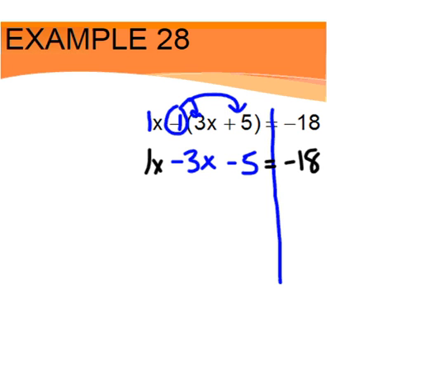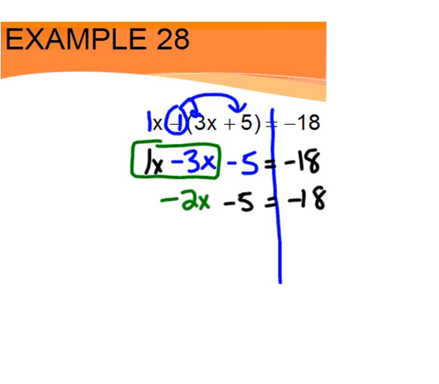After that, we want to go ahead and combine like terms. So the like terms that I have here are the 1x and the -3x. That will make -2x, and then we can bring down the -5 and the equals -18. Now that we've simplified everything, we can go ahead and start to solve this equation.